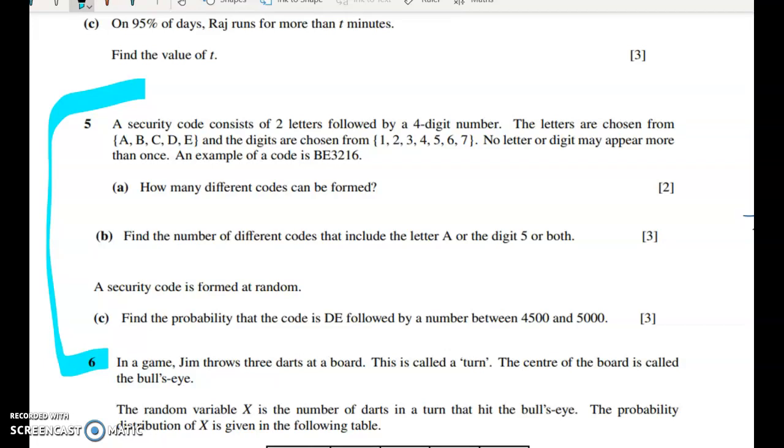You've got to have a really clear understanding of the setup here before you start. You're trying to work out the number of ways that we can write security codes. A security code has got 2 letters first, and then it's got 4 digits. And no letter or digit can appear more than once. So a code is going to have the 2 letters first and then the 4 digits. How many different codes can be formed?